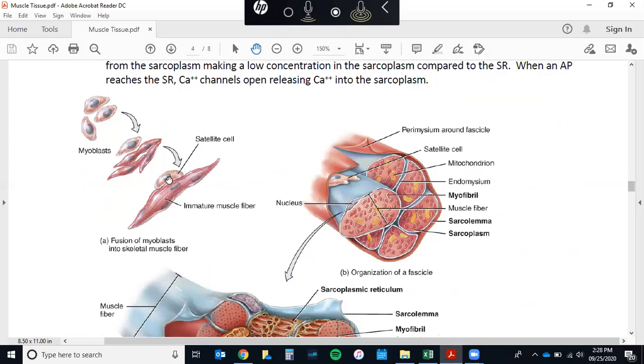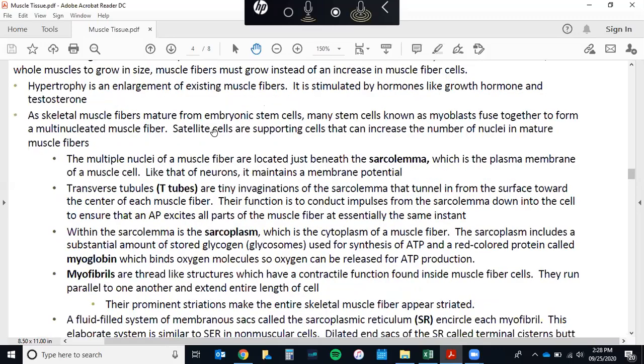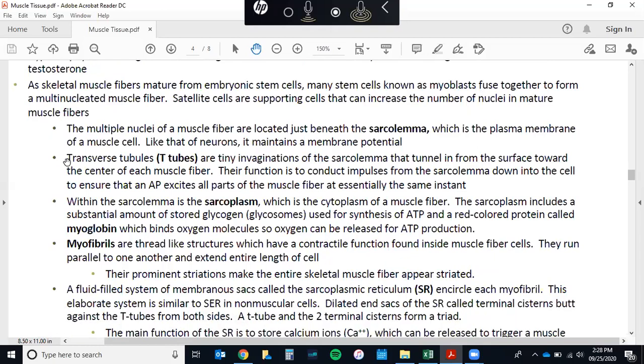And also playing a role in increasing the number of nuclei in a muscle fiber are what we call satellite cells, which I mentioned just briefly right here in this paragraph. They increase the number of nuclei in mature muscle fibers, and that's the gist of those.